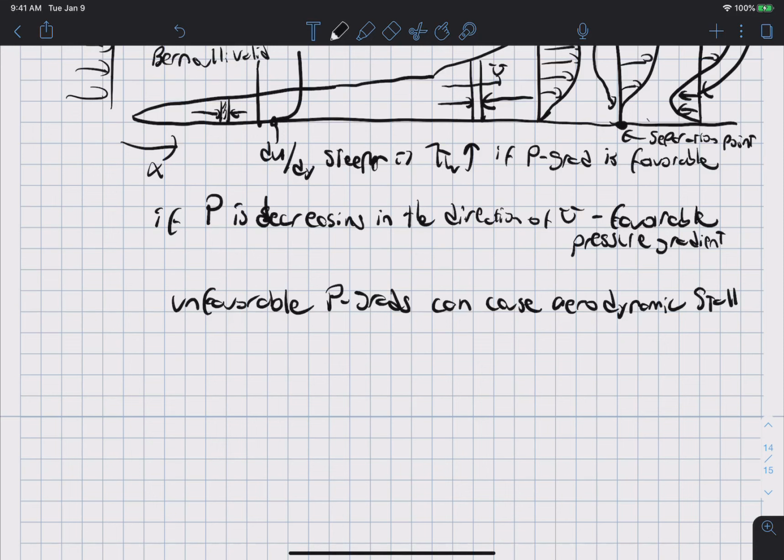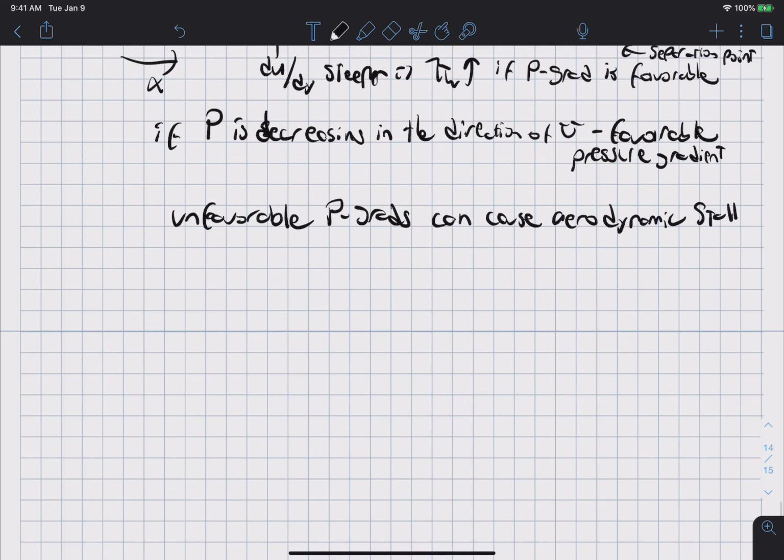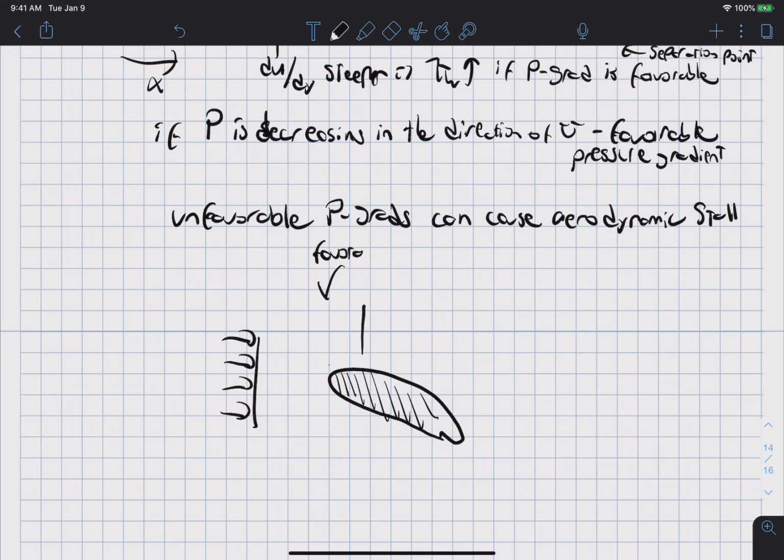Basically what that means is, if I have an airfoil at some angle of attack, like that, it's a pretty bad airfoil. And I have some free stream velocity u, and this is the airfoil. In this section here, I'll have a favorable pressure gradient, and in this region here, I'll have an unfavorable pressure gradient.